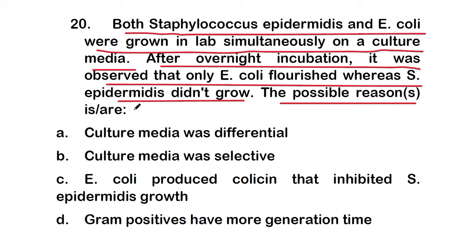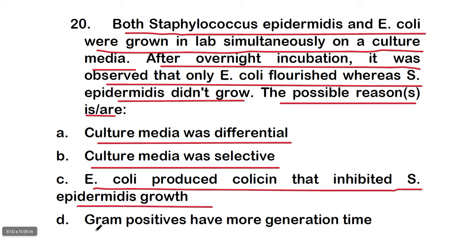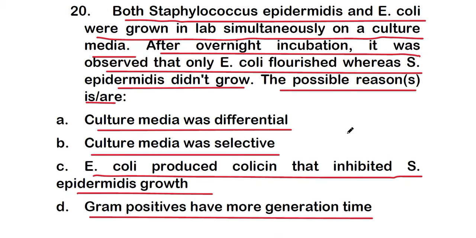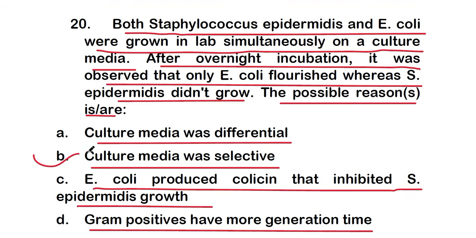The possible reason is or are option A, culture media was differential, option B, culture media was selective, option C, E. coli produced colicin that inhibited S. epidermidis growth, or option D, gram positives have more generation time. So which one is the possible reason for Staphylococcus epidermidis not growing? The right answer is option B, that is culture media was selective for Escherichia coli, that's why only Escherichia coli flourished in that media.